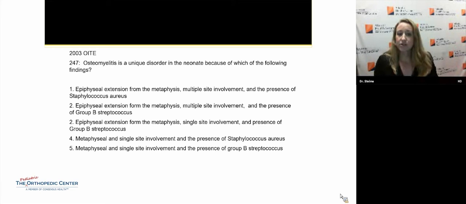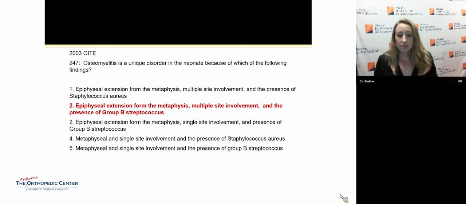Osteomyelitis is a unique disorder in the neonate because of which of the following findings? All right, think about this. Epiphyseal extension from the metaphysis, multiple site involvement, and the presence of Staph aureus; or epiphyseal extension from the metaphysis, multiple site involvement, and the presence of group B strep; or epiphyseal extension from the metaphysis, single site involvement, and the presence of group B strep; or metaphyseal and single site with staph; or metaphyseal and single site with group B strep.